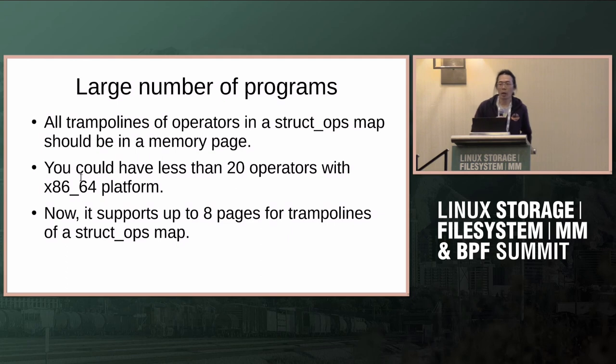Previously, we had a restriction on struct ops. We had a limitation on the size of a trampoline. The size of the trampoline means every operator in a struct ops needs to fit into one memory page. So you can have less than about 20 operators in the BPF struct ops map. Of course, this depends on how many arguments and how you define the operator. But overall, it's difficult to go over 20 operators.